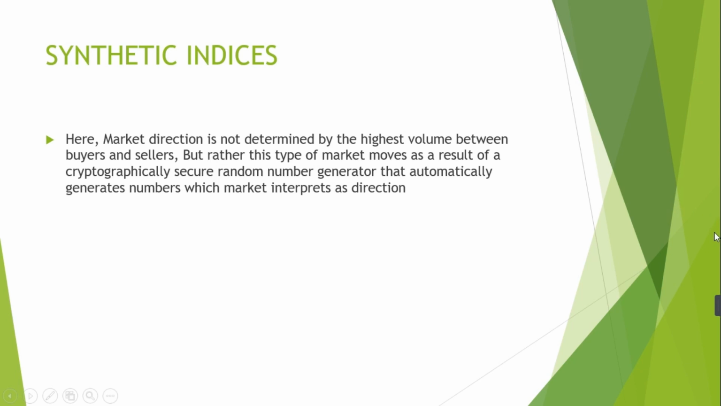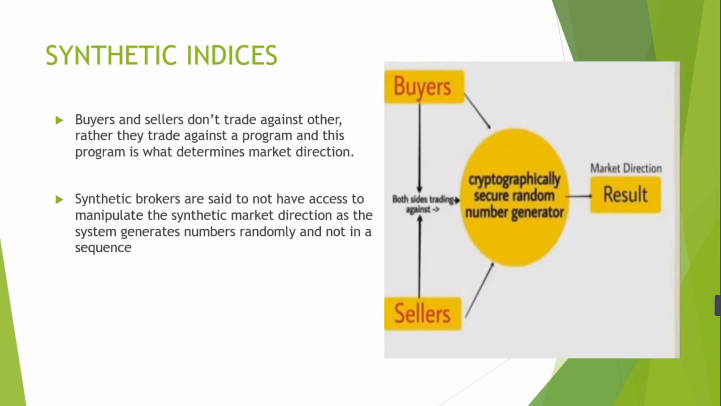There's no changing it, even if there's larger volume. So right here, buyers and sellers do not trade against each other; rather, they trade against the program, and the program determines the market direction. As I was saying, even if the buyers and sellers have the same volume, or combine together, the market direction is already determined by the program that was coded long ago.